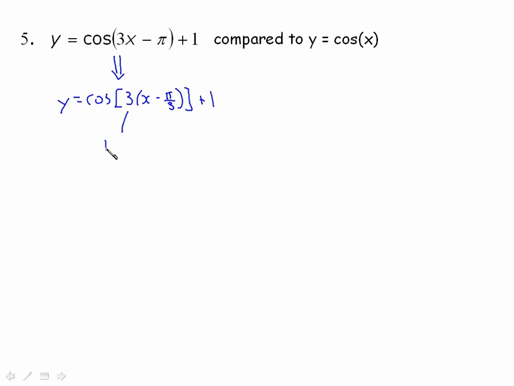This 3 indicates a horizontal stretch by a factor of 1/3, the reciprocal. The pi over 3 indicates a horizontal translation. If you've taken your trig recently, you'd know that we call that a phase shift. But I'll call it just a horizontal translation of pi over 3 to the right. And then a vertical translation of 1 unit up. And I think I've got all the information there. So let's take a look at that graph.